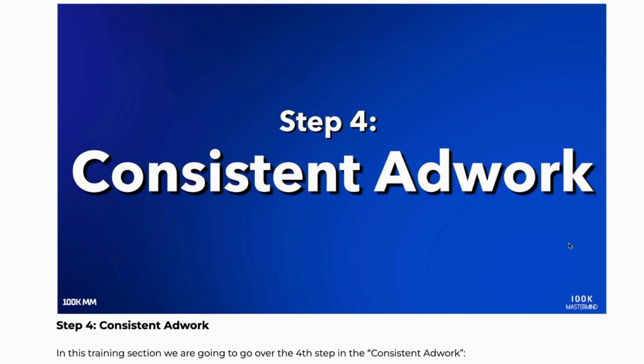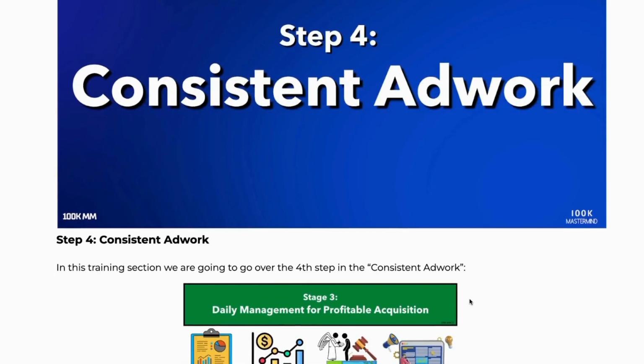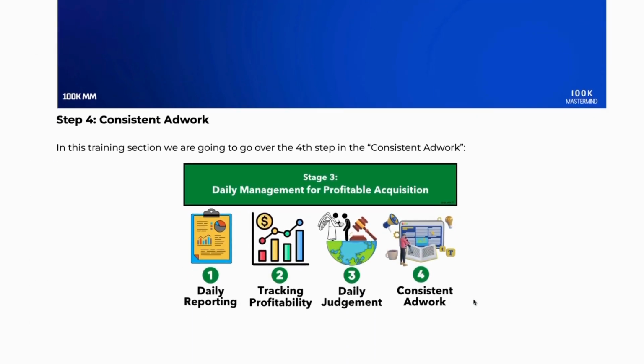All right, team, welcome to this training section. Step number 4, consistent ad work of the entire daily management for profitable acquisition process. We've already talked about daily reporting. We've talked about tracking profitability. We've talked about Daily Judgment Day, and we're now going to talk about consistent ad work and exactly what that means as the 4th step of this entire daily management process.